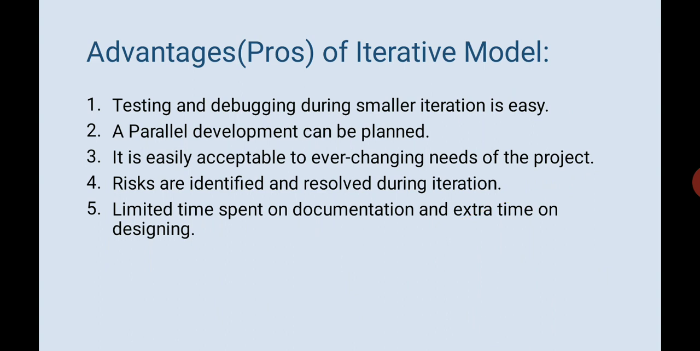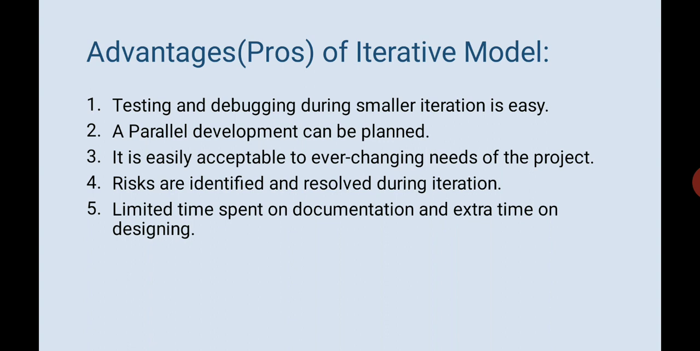Testing and debugging during smaller iterations is easy, right? During smaller iterations, testing becomes very easy because it will not take a large amount of time, and you will get a refined product. A parallel development can be planned in the iterative model. This is a very, very important thing. Say, for example, new mobile phones are coming with an Android version. Then the Android version will be released looking at the market.